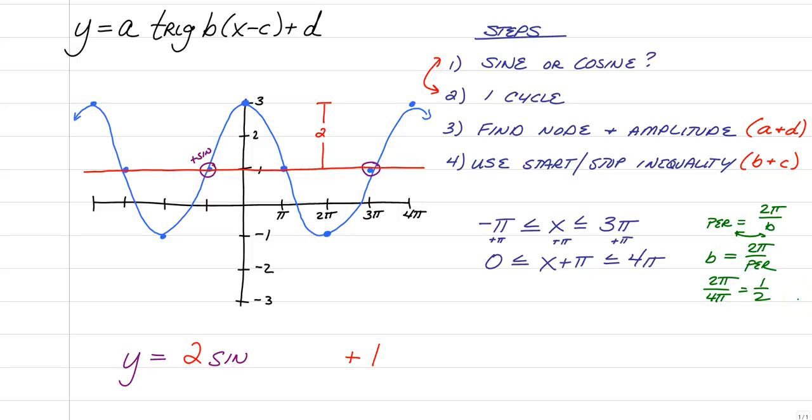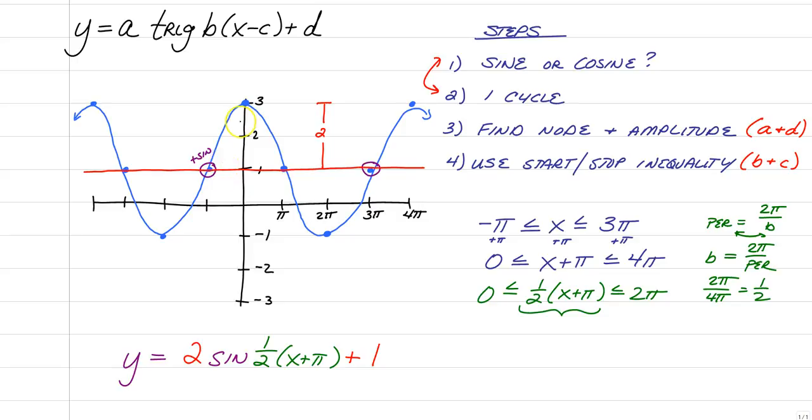value of 1/2. So now our final start-stop is 0 is less than or equal to 1/2 of x plus pi is less than or equal to 2 pi. We just multiplied everything by 1/2 to get this 4 pi to become a 2 pi. And of course 1/2 times 0 is 0. So now we have this part of the equation, which is our b and c value. So we can just finish the equation right here. B is 1/2 times x plus pi, close our parentheses, and we're done. Now let's analyze that really quick.